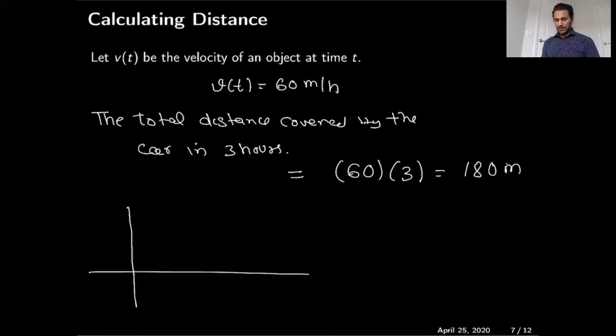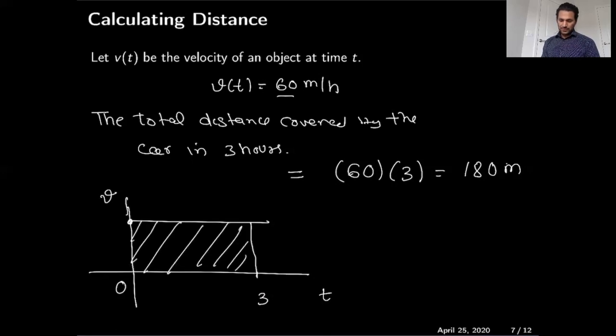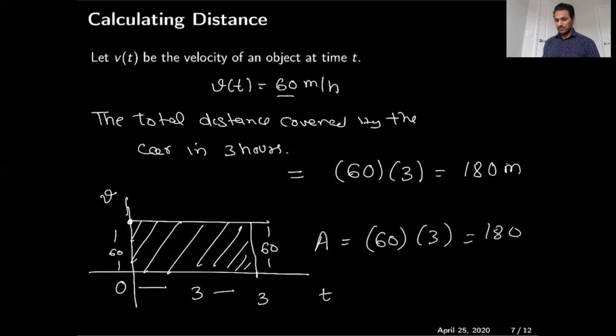If I graph the velocity function, the graph is a constant 60, and I have 3. This is my time, and this is the velocity. And you see that the area under the graph of the velocity curve is what? This is 3 units, and this is 60 because the height is 60. The graph is constant, so the area is 60 times 3, which is equal to 180.